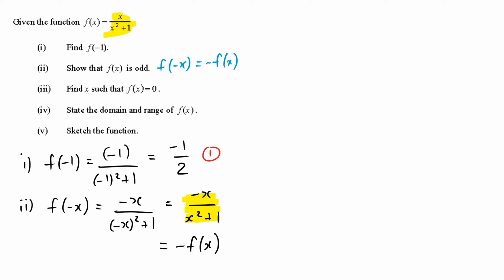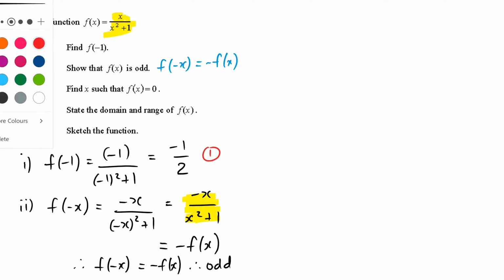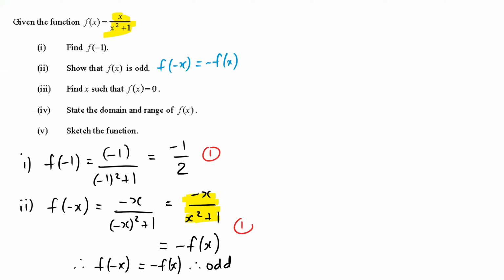So what I've shown is that f of -x is equal to negative f(x), which means that the function is therefore odd, which is what I was required to show. Should put therefore, yep, therefore odd. Okay, so that part is also worth 1 mark.